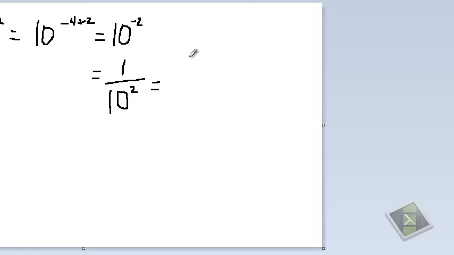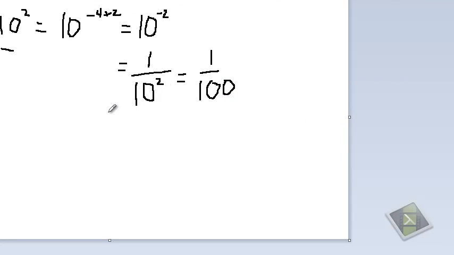And since this one is a manageable problem, I'm going to simplify this a bit further. And 10 squared is 100, so I'm going to end up with 1 over 100. Again, either answer will work, but me being the incredibly picky person that I am, I will go a little more simplified if I can do that. So that's our first example in the negatives.